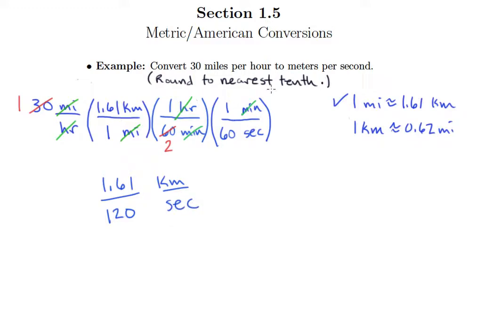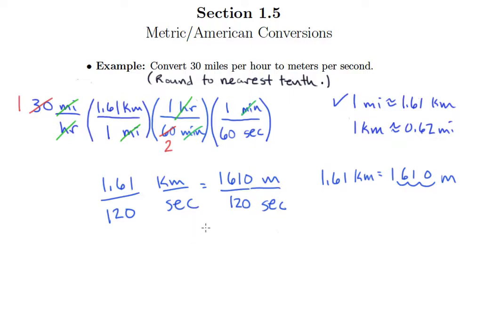Okay. Now I want to round to the nearest tenth, and so let's take this 1.61 kilometers and turn it into meters. Right. So 1.61 kilometers equals, move the decimal point 1, 2, 3 places to the right. So 1,610 meters. So that becomes 1,610 meters over 120 seconds.